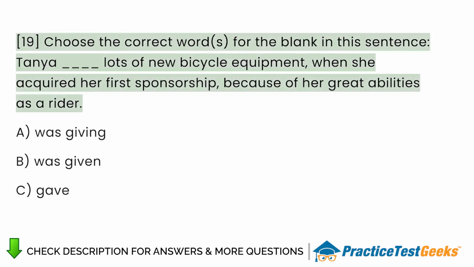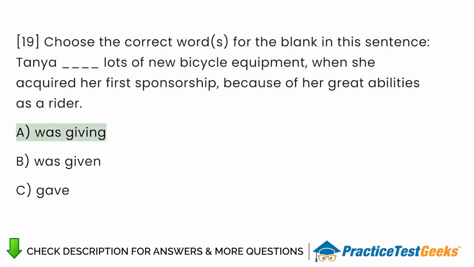Choose the correct word for the blank in this sentence. Tanya ___ lots of new bicycle equipment when she acquired her first sponsorship because of her great abilities as a rider. A. Was giving. B. Was given. C. Gave.